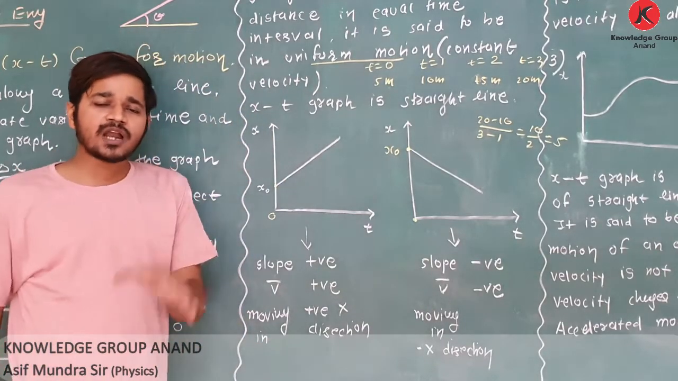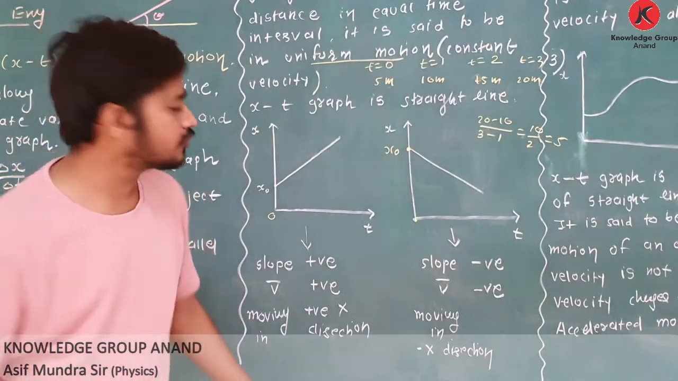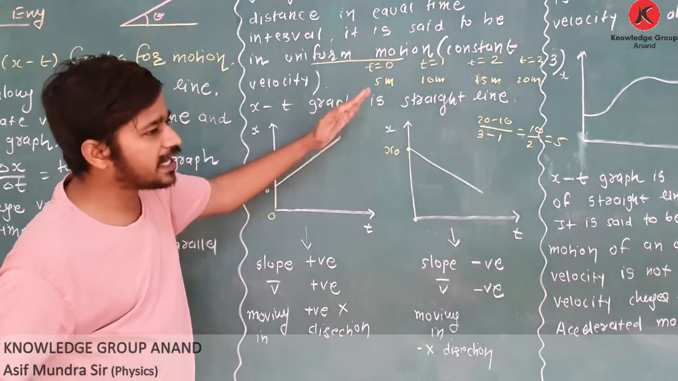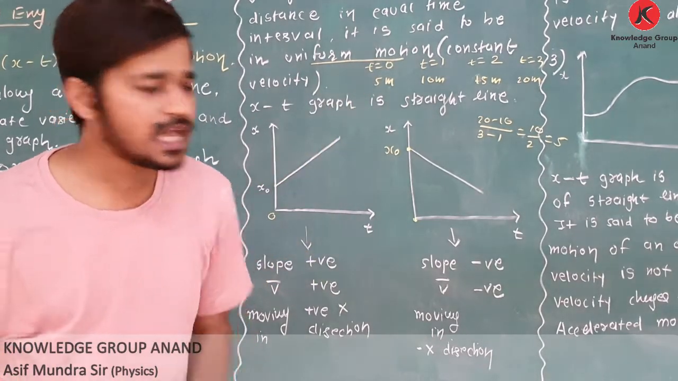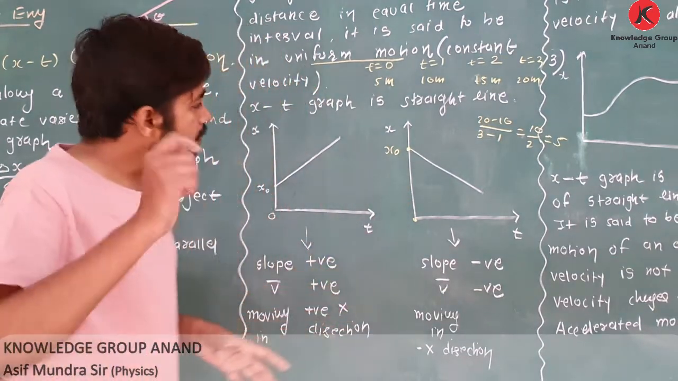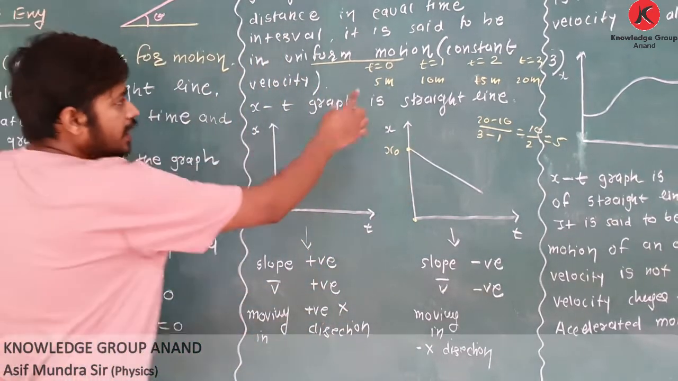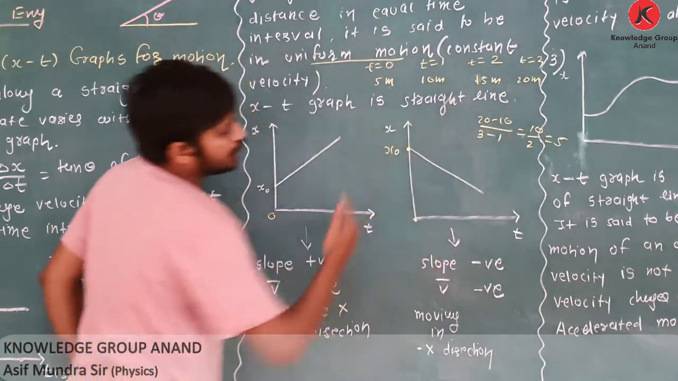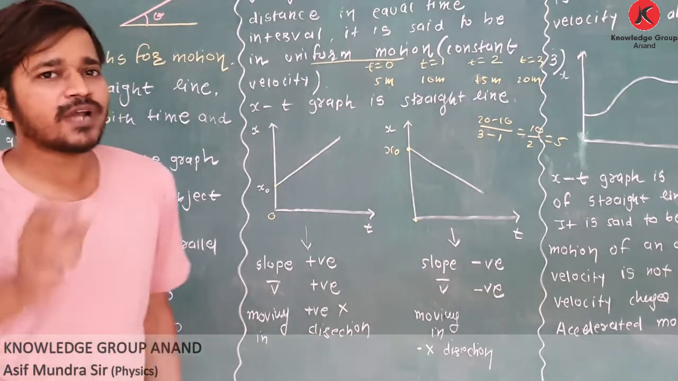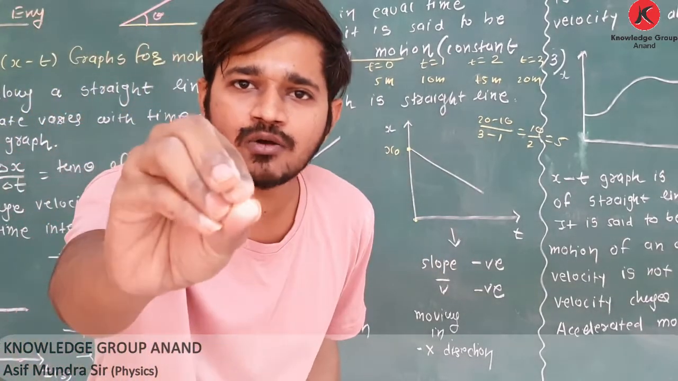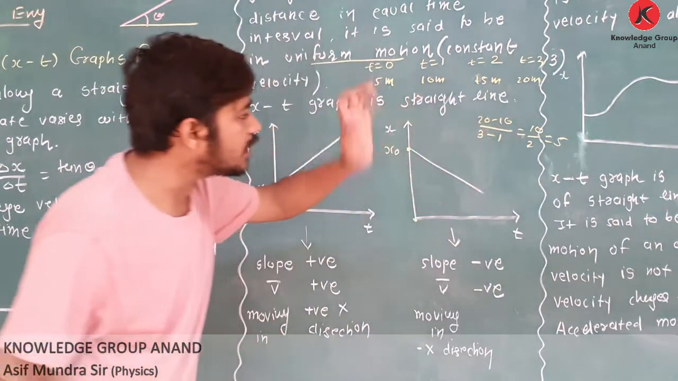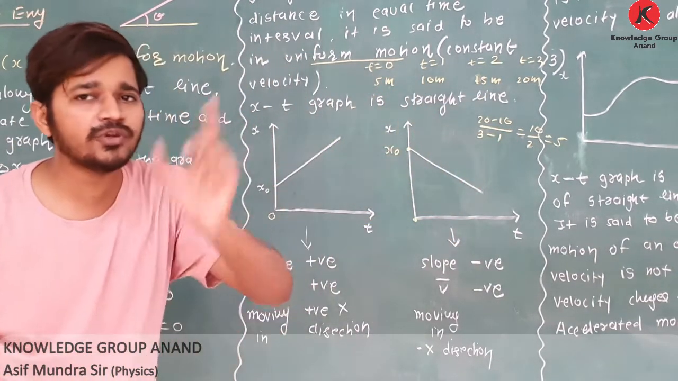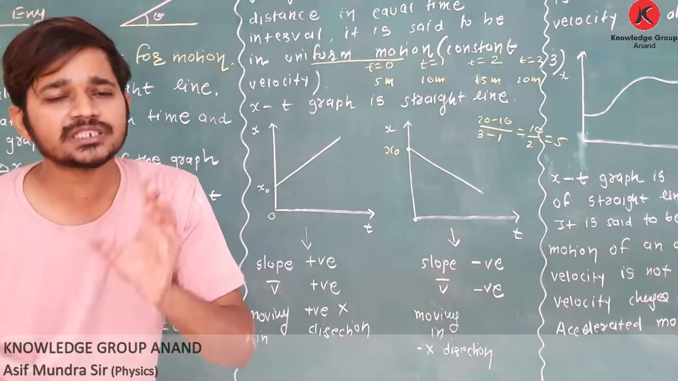So from the graph you can say all these points. If the graph is in upward direction, its velocity is positive because its slope is positive, and similarly for the other case. Now, for each and every time interval, if you find average velocity, you will get the answer 5 meter per second.